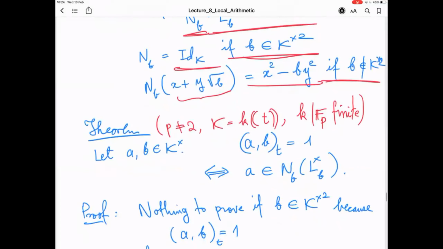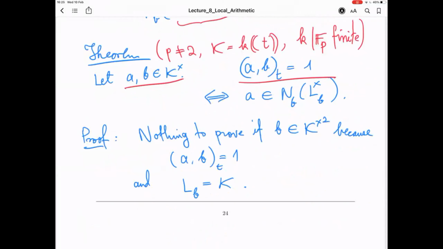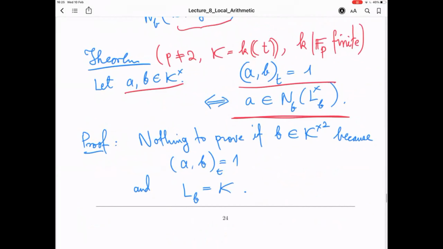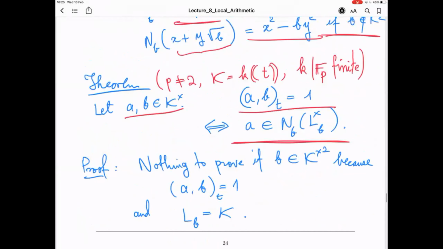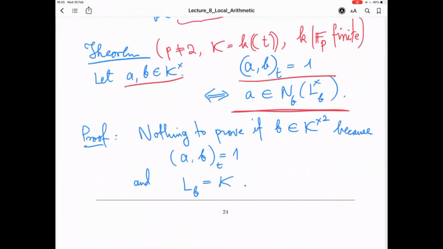And here's the theorem. Take any two elements a and b in k star. Their Hilbert symbol is equal to 1 if and only if a belongs to nb, to the image of the norm map from lb. Remember, lb is what you get when you adjoin the square root of b. So you see, this is somewhat funny, because this Hilbert symbol is a symmetric condition in a and b, whereas this doesn't look like a symmetric condition at all.